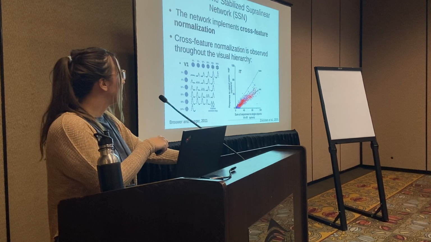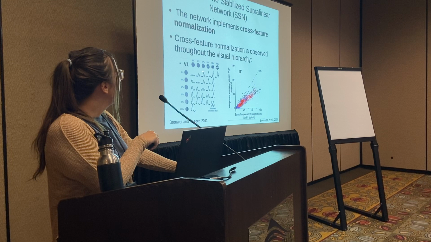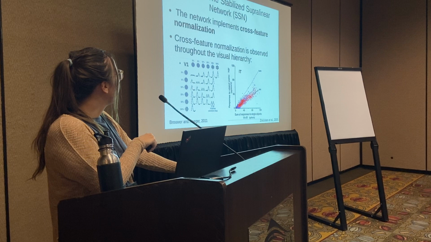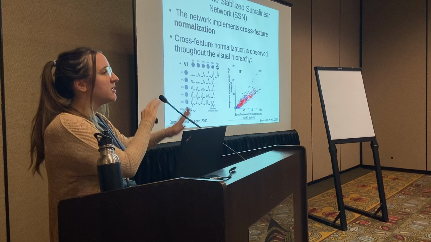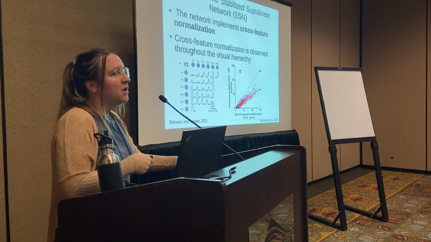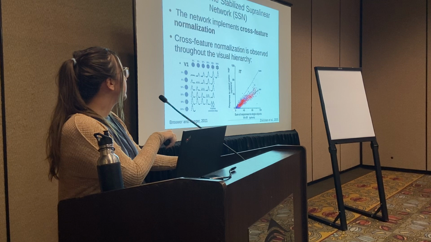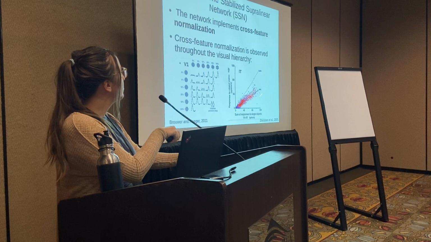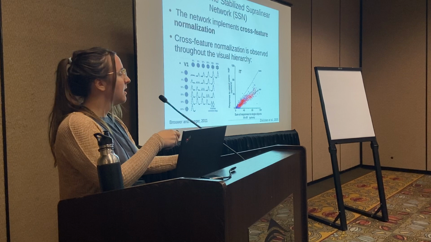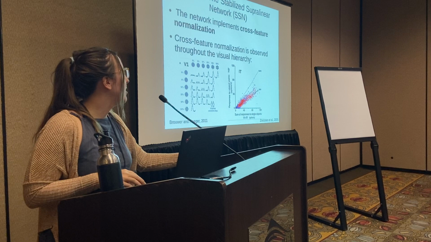This is an example in V1. If you show a V1 neuron differently oriented stimuli, you can see, again, there'll be a bump in the population activity around that orientation. But if you show two of these stimuli together in an overlapping plaid, the response is less than the sum of these two. So this is happening in V1. This is an example from IT, where you can show two different objects in the receptive field of an IT neuron. You can see that the response to the two objects presented at once is closer to the average of the responses to each of the two objects presented separately rather than the sum. So these are just examples of cross-feature normalization happening throughout the visual hierarchy.